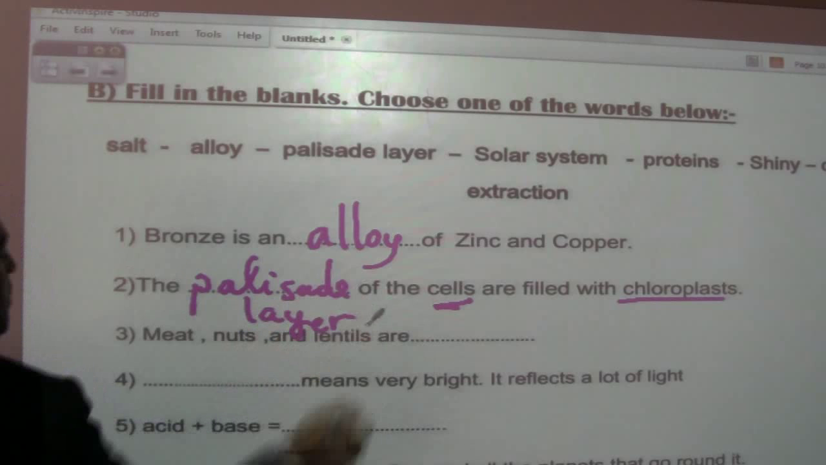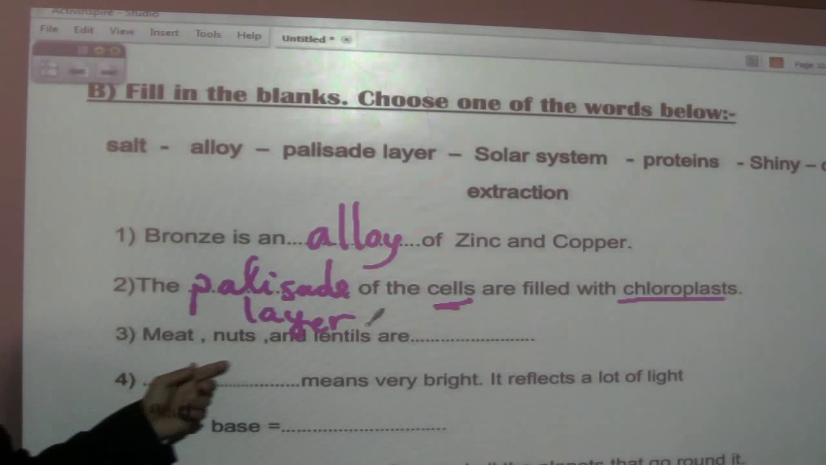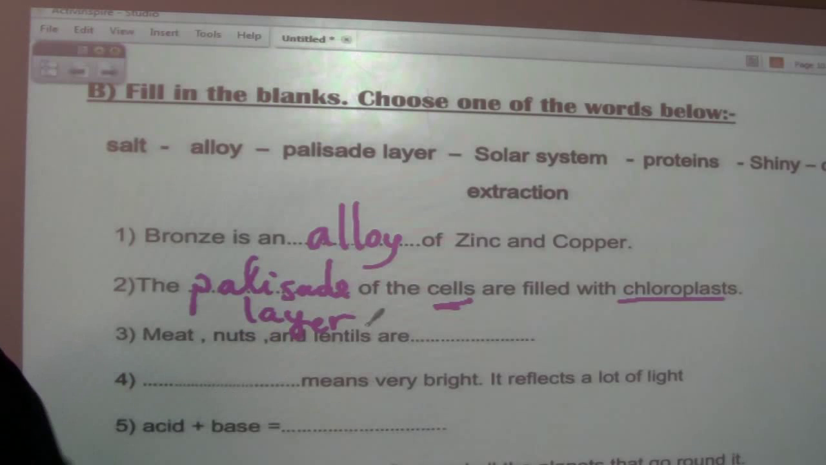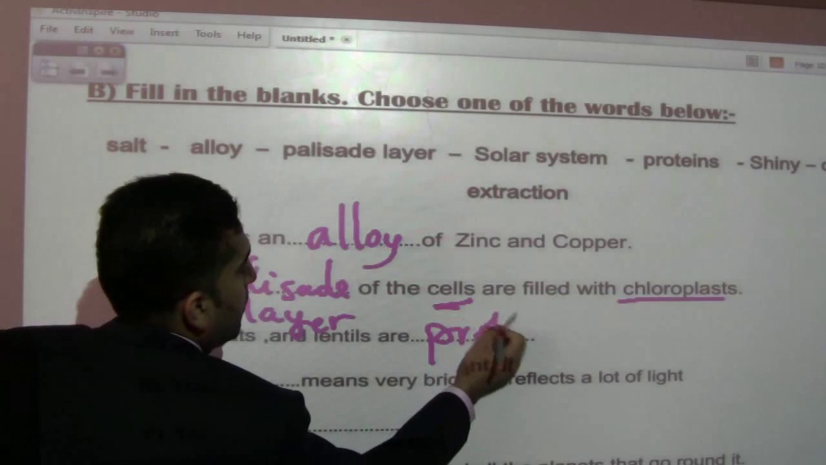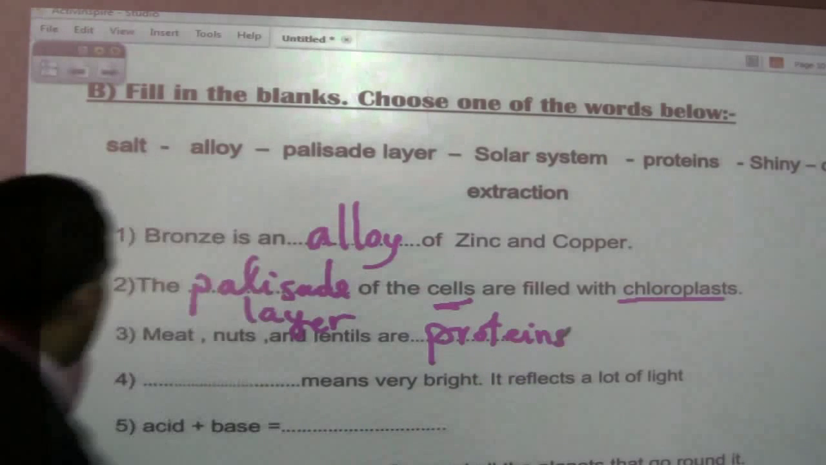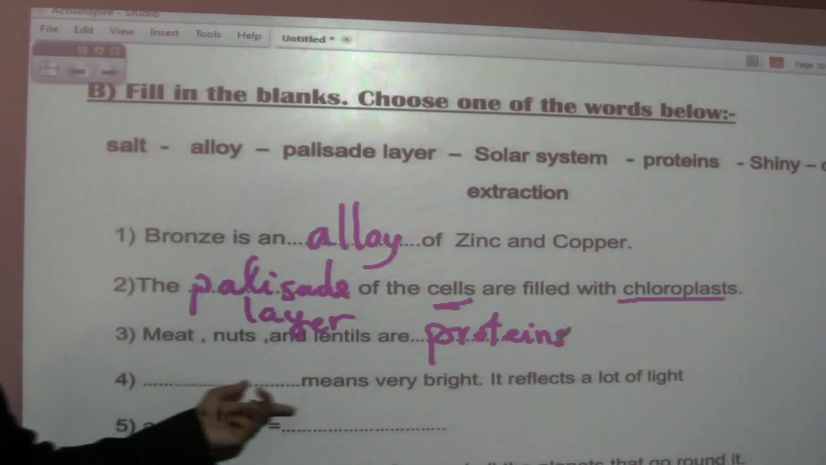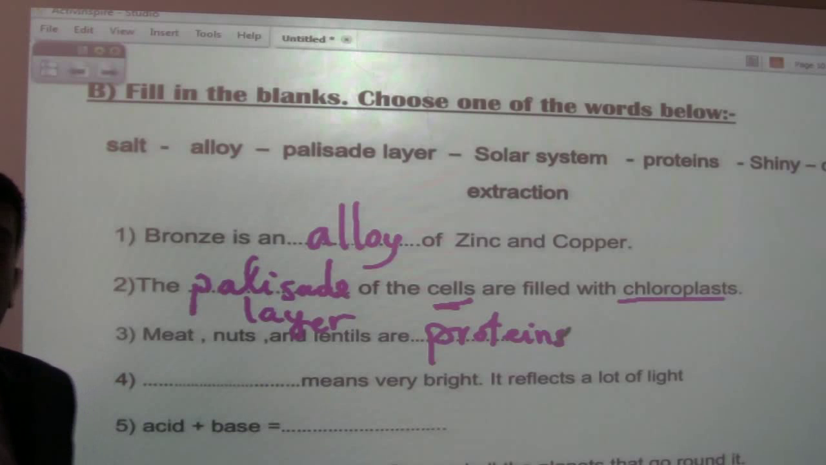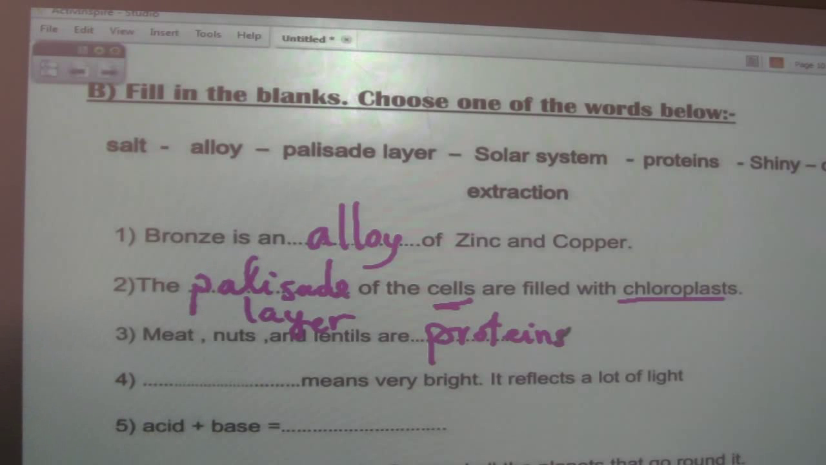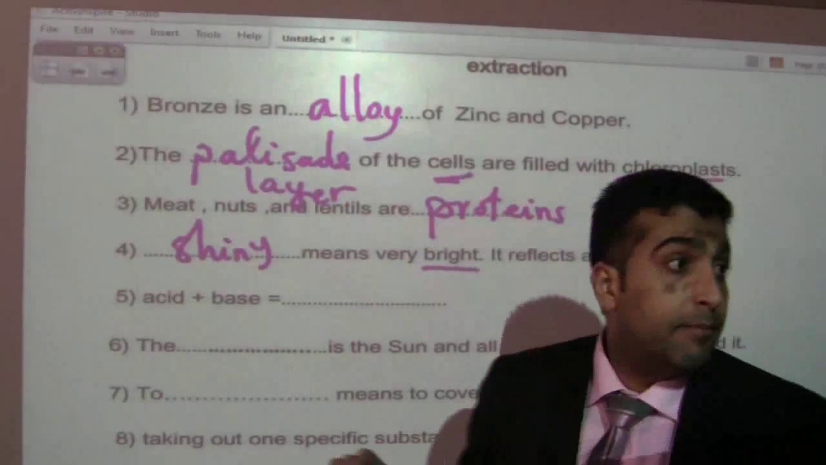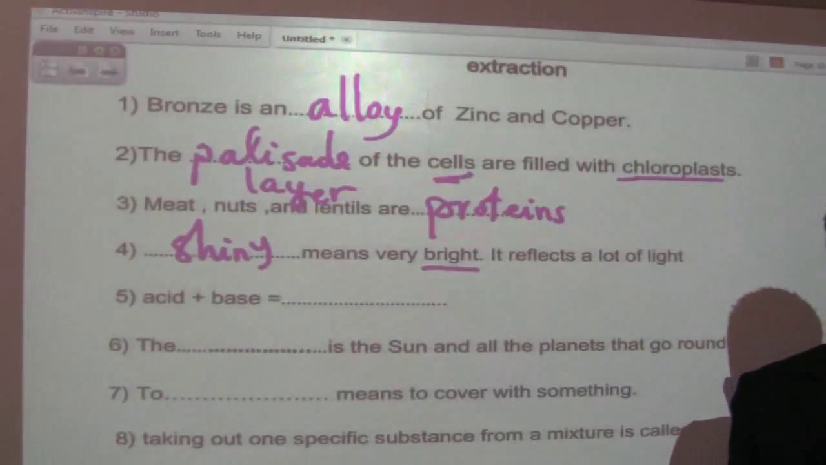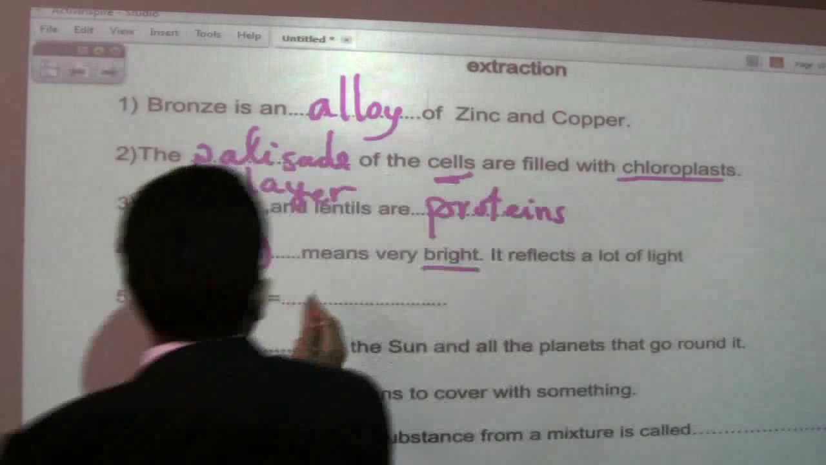Number 2, the palisade layer cells are filled with chloroplast. Okay? Number 3, meat, nuts, and lentils are proteins. Okay? Number 4, shiny means very bright. It reflects lots of light. It's shiny, because shiny means very bright. Number 5, acid plus base gives us salt.